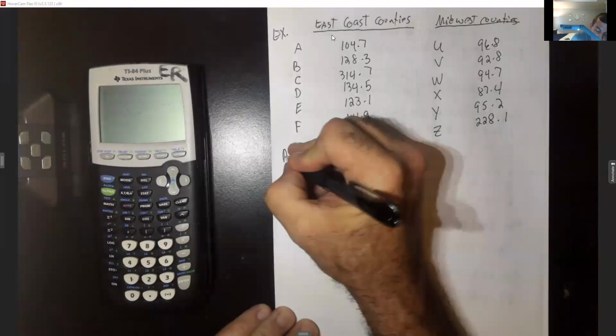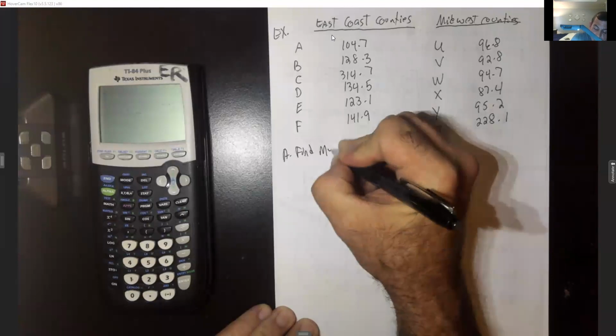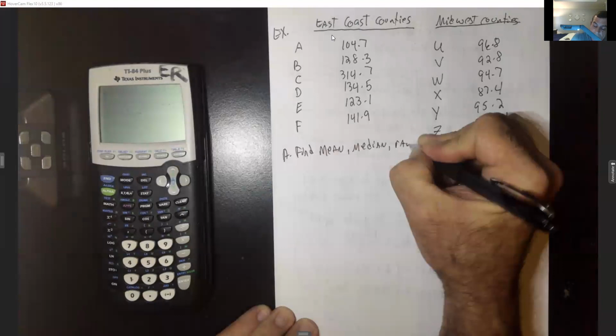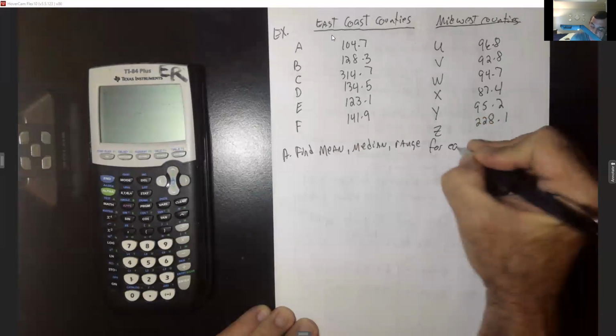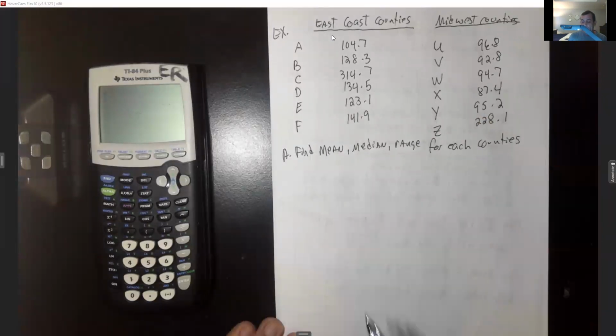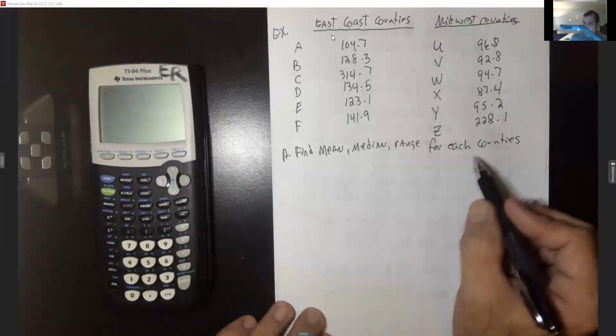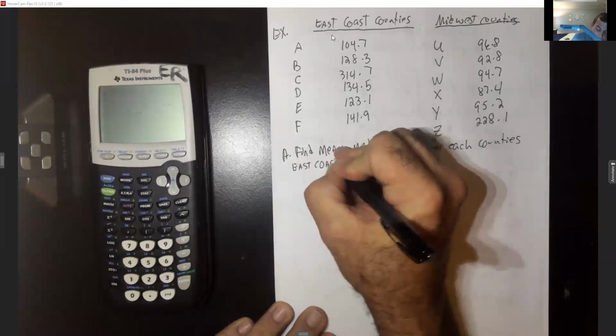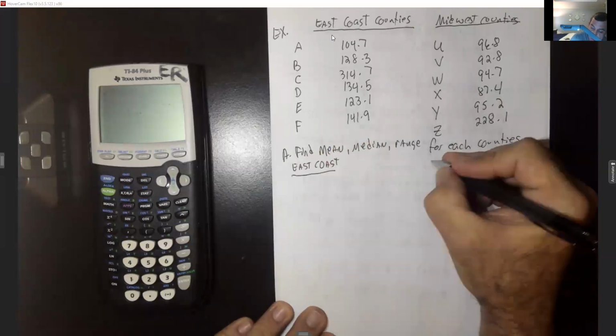So here's what they want us to do first. They want us to find the mean, median, and range for each county. So first, for A, I'm going to find the mean, median, and range for each county. So I'll do the East Coast counties first and then the Midwest counties. So for the East Coast, and then over here will be our Midwest.